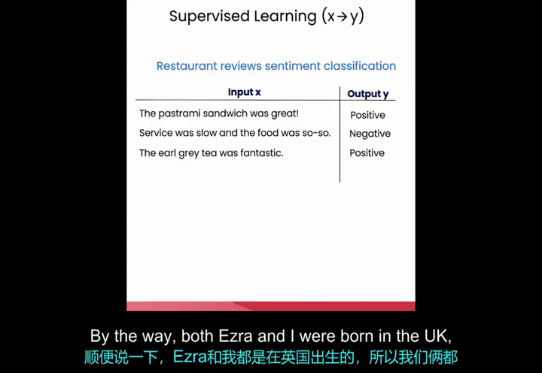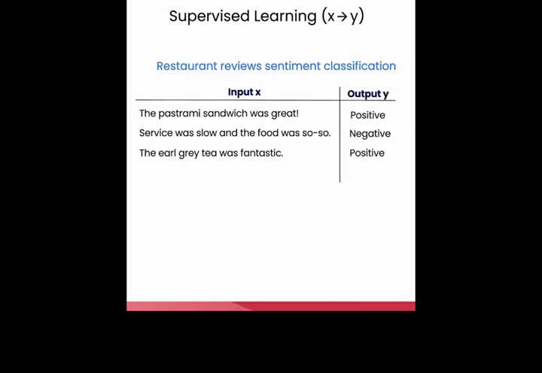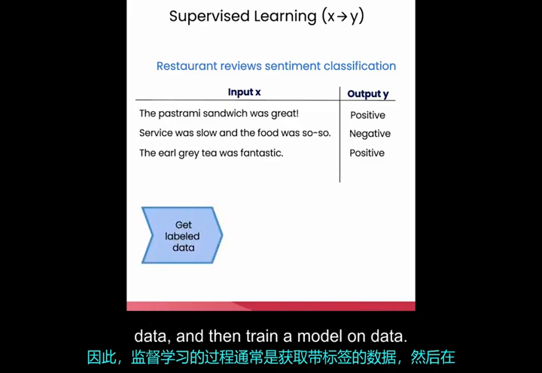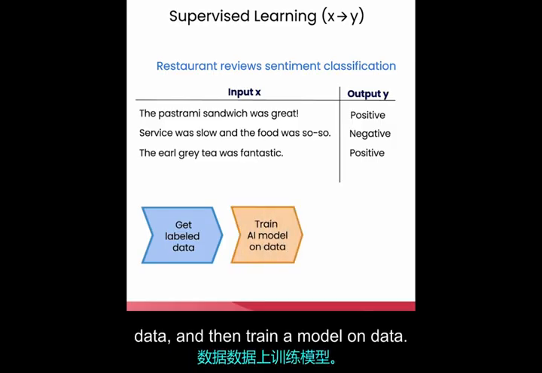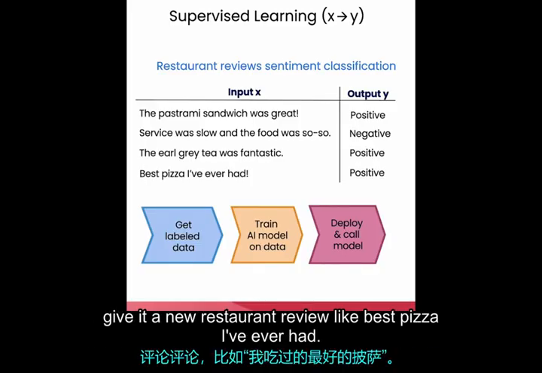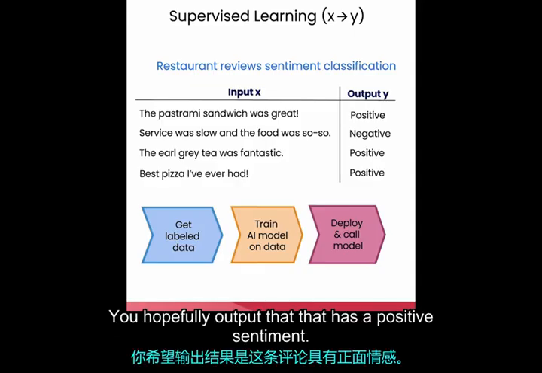By the way, both Isa and I were born in the UK, and so both of us like our Earl Grey tea. And so the process for supervised learning is typically to get labeled data and then train a model on that data. After training, you can then deploy and call the model and give it a new restaurant review like "best pizza I've ever had." You would hopefully output that it has a positive sentiment.